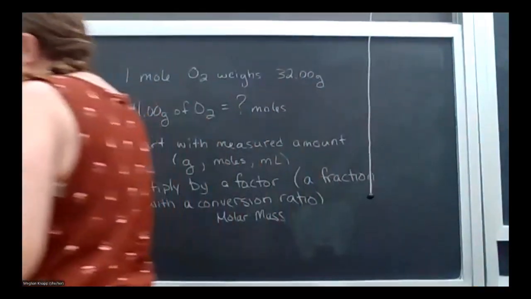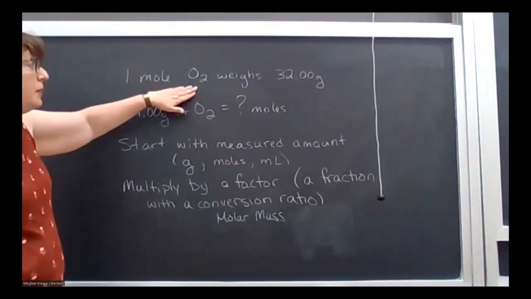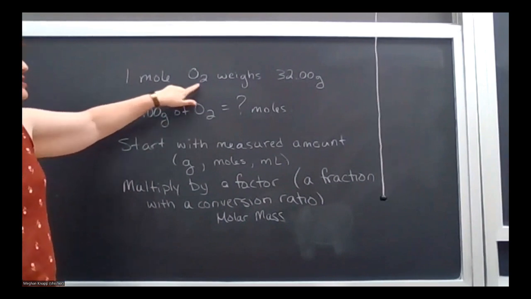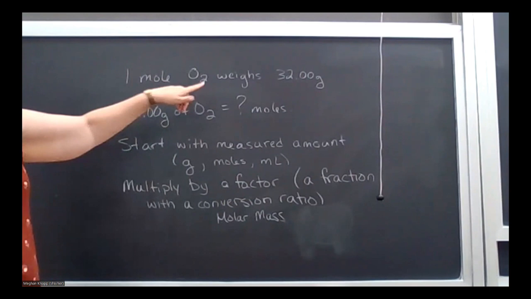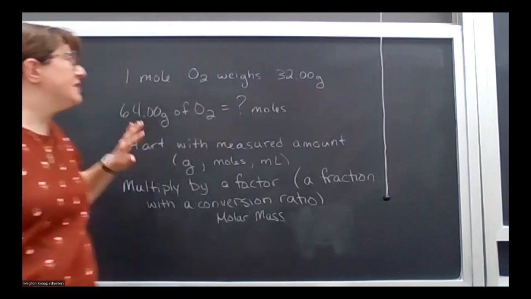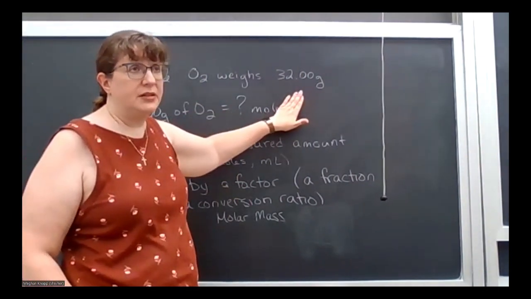Okay, so we talked on Friday about how we can find the molar mass or formula mass of a compound or an element, right? So this has 2 oxygens, so we add together 16 and 16, and that gives us the 32. So that tells us that 1 mole of oxygen weighs 32 grams.